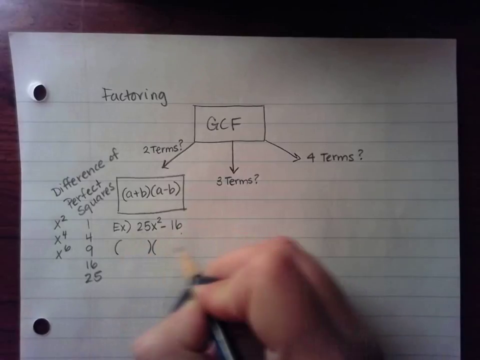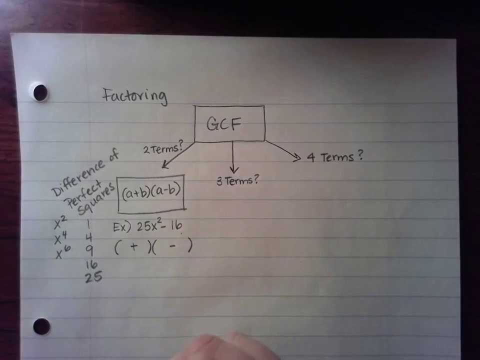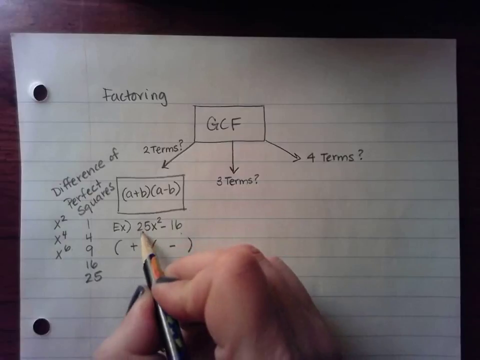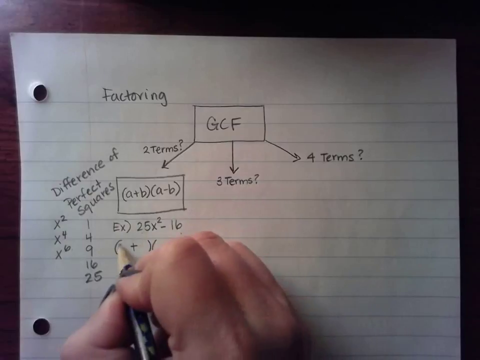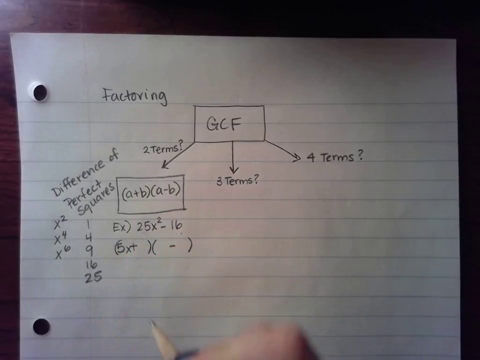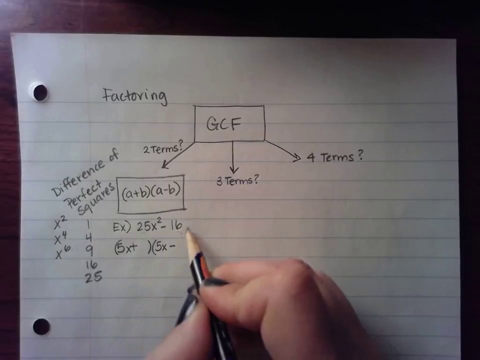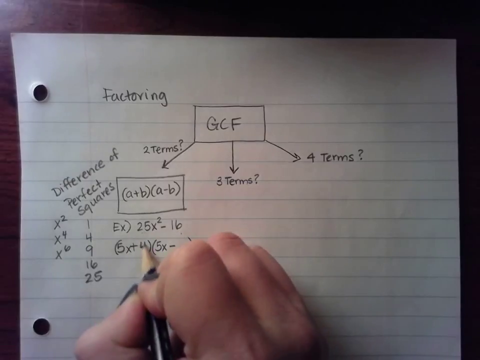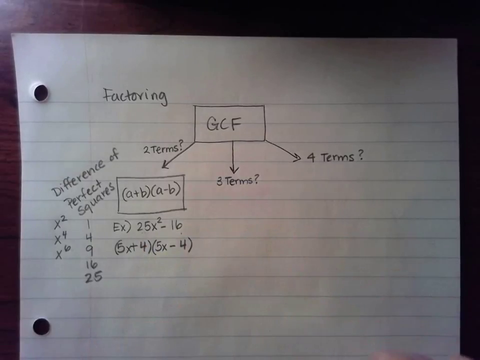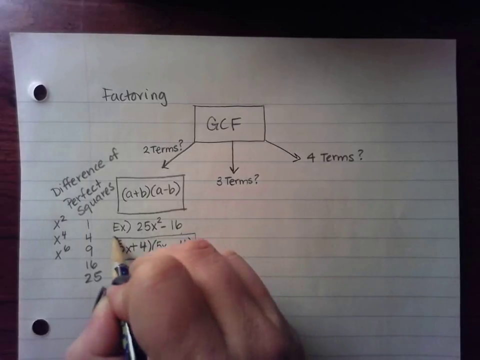So I can make 2 sets of parentheses. One gets a plus sign, one gets a minus sign, and then we do our difference of 2 squares formula. So we take the square root of 25, which is 5, and the square root of x squared, which is x. We put that in the front in both parentheses. And then we take the square root of 16, which is 4, and that goes in the back of both parentheses. And that's factored. So that's difference of 2 squares.